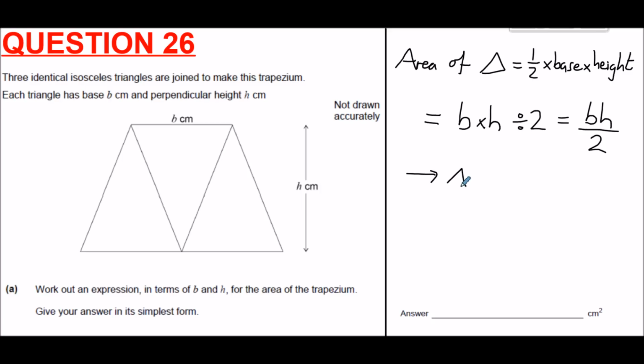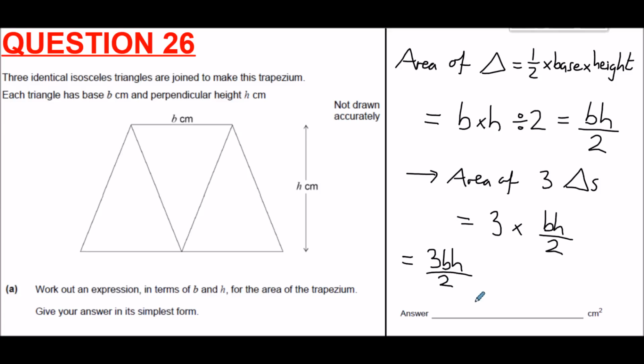Because we've got 3 triangles, the area of 3 of these triangles will be 3 lots of bh over 2. We don't need a multiplication sign next to the b and h, so we put 3bh all over 2. That's our answer, 3bh over 2. Or if you wanted, you could even say it's 1.5bh.